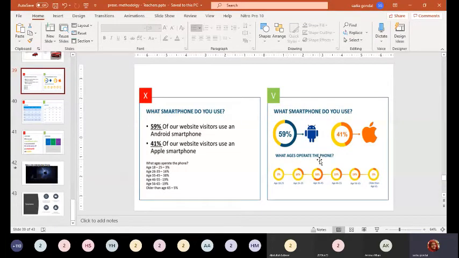What ages operate the phone? Here again, in the form of data, it becomes more pleasing to the eyes, and of course, the boredom, the monotony that is unfortunately associated with our PowerPoint presentations, it dilutes, it dissolves for some time when you showcase your data in this form, right?